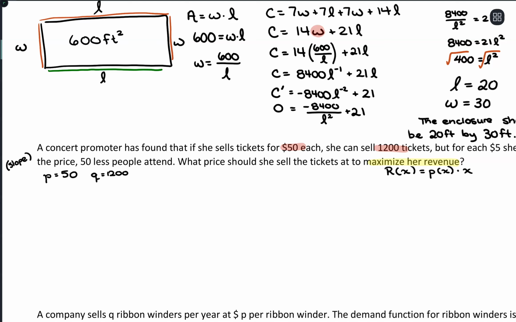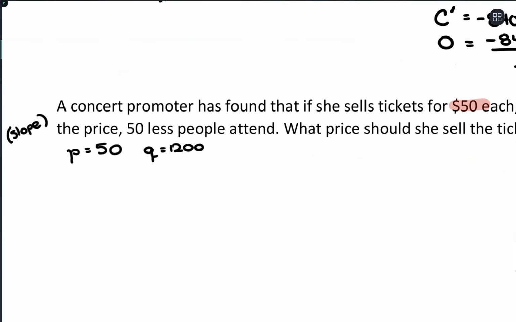So what I'm going to need is a function for price. What I have right now, in terms of price, is basically a coordinate. In fact, maybe I'll switch to using P and Q, where Q represents quantity. So I'm going to go for revenue: R of Q is equal to P of Q times Q. We have Q as input, P as output. So in terms of a coordinate, we have this input of 1,200 gives us an output of 50.